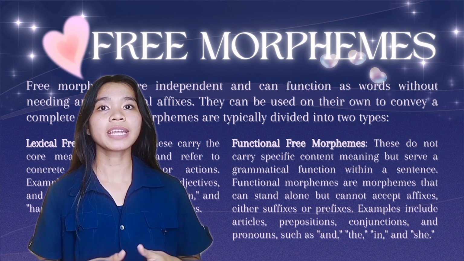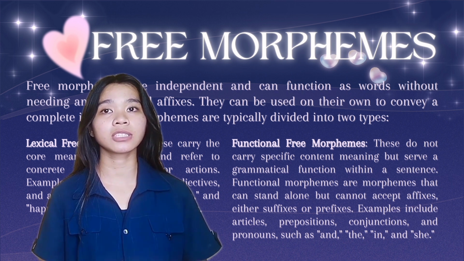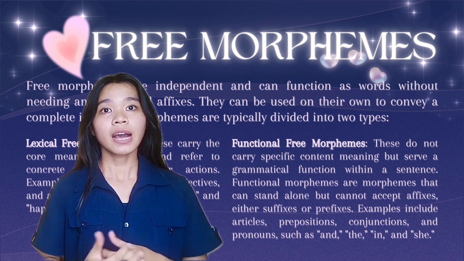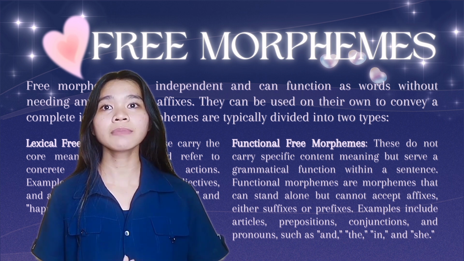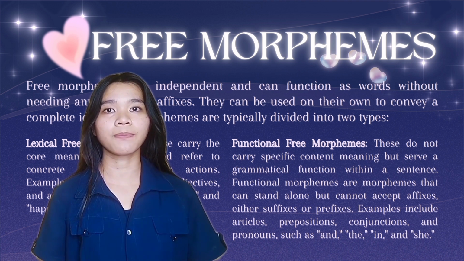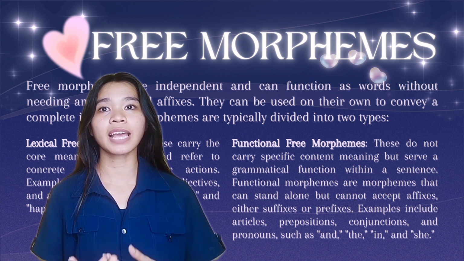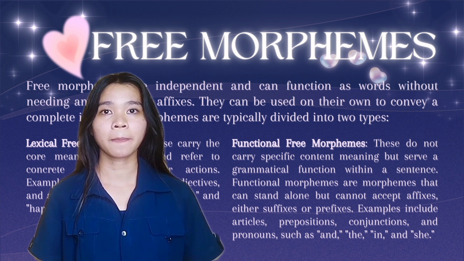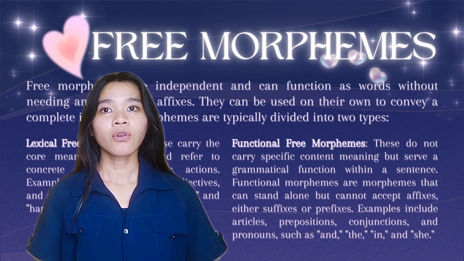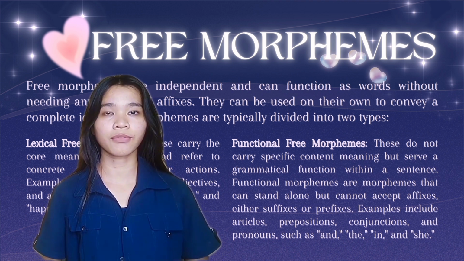Free morphemes are independent and can function as words without needing any additional affix. They can be used on their own to convey a complete idea. Free morphemes are typically divided into two types. The first is lexical free morphemes. These carry the core meaning of words and refer to concrete ideas, objects, or actions. Examples include nouns, verbs, adjectives, and adverbs. Words like book, run, and happy are all lexical free morphemes.